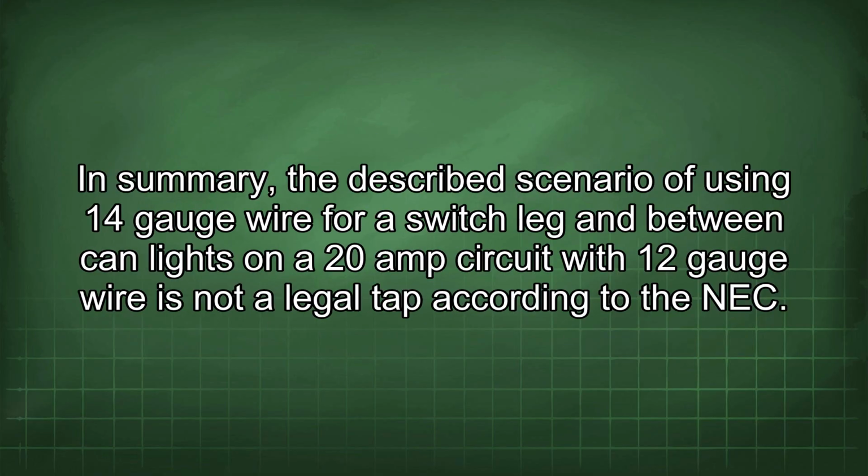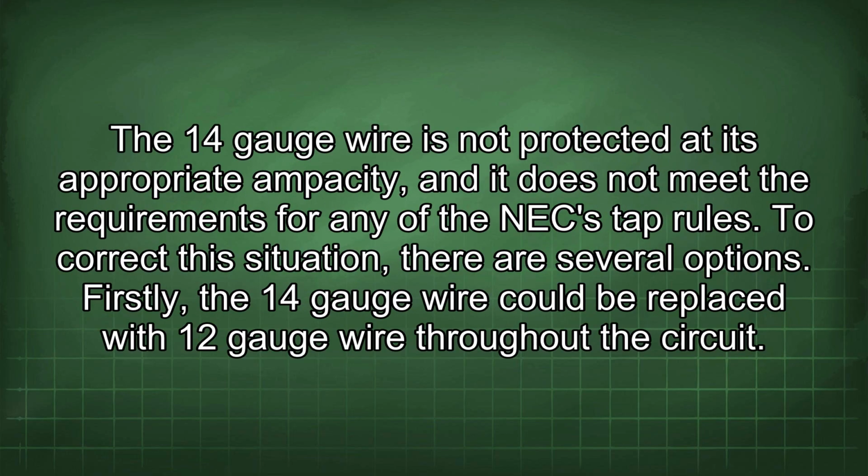In summary, the described scenario of using 14-gauge wire for a switch leg and between can lights on a 20-amp circuit with 12-gauge wire is not a legal tap according to the NEC. The 14-gauge wire is not protected at its appropriate ampacity, and it does not meet the requirements for any of the NEC tap rules. To correct this situation, there are several options.